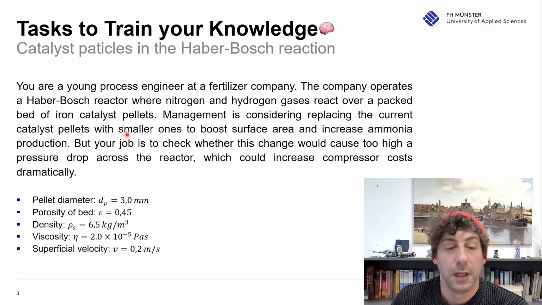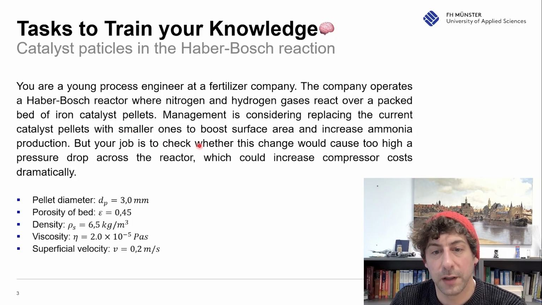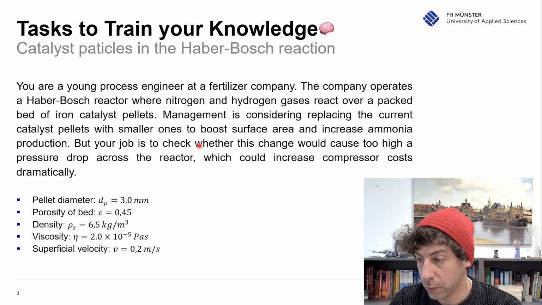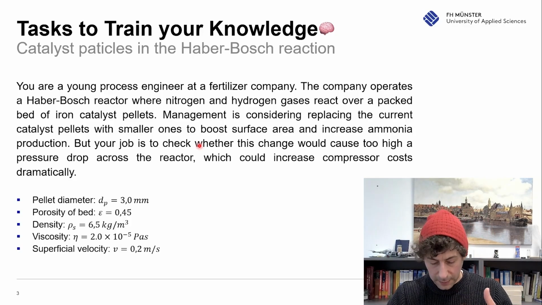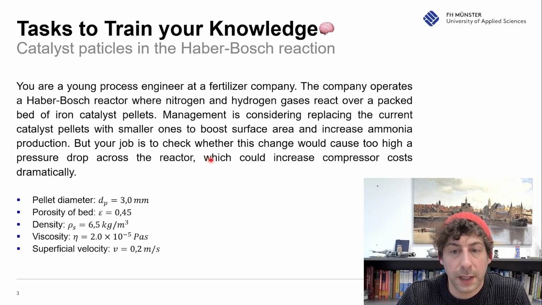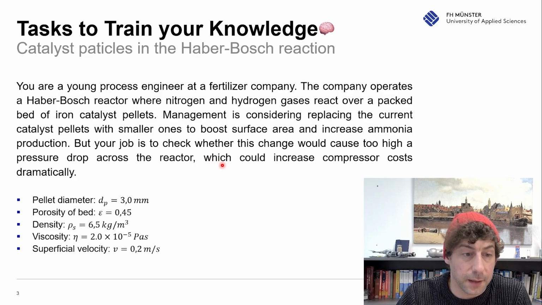And your job as an engineer is to check whether this change would cause a very high pressure drop, which causes more costs because you need more compression power across the reactor, and your job is basically to check if it's worth doing or not.